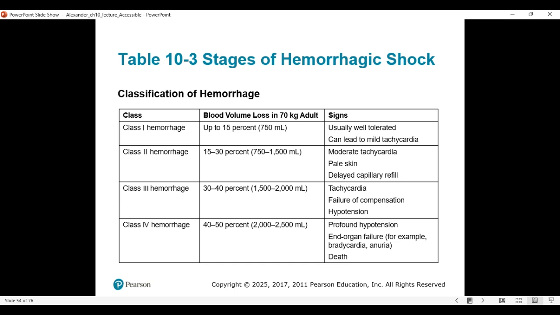Here are the stages of hemorrhagic shock. Class 1: a class 1 hemorrhage is up to 15% of the total volume, which is usually tolerated and can lead to mild tachycardia. A class 2 is 15 to 30%. We'll get moderate tachycardia, pale skin, delayed cap refill. So we're starting to show signs of compensated shock. Class 3 hemorrhage, 30 to 40% volume loss. Definitely have tachycardia, failure of compensation. So we're going to start to see hypotension, or that lower blood pressure. And a class 4 hemorrhage is 40 to 50%. This is profound hypotension and organ failure. For example, we're going to start to see the bradycardia, and eventually, if this isn't fixed, it is death.